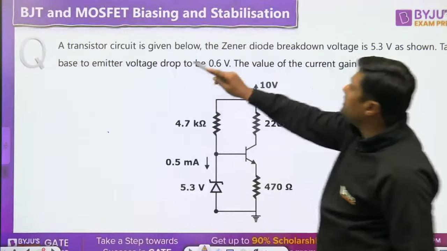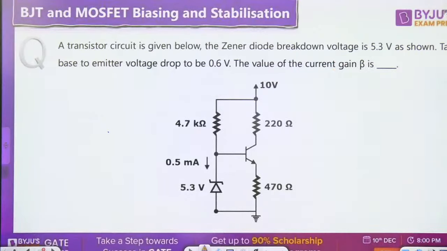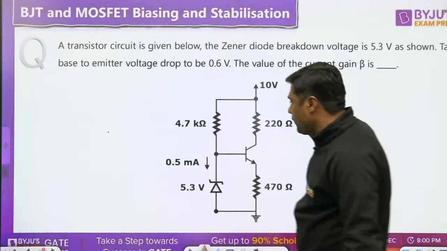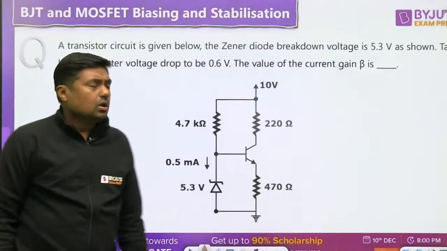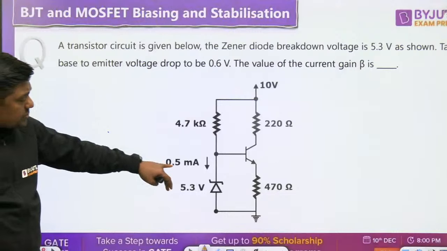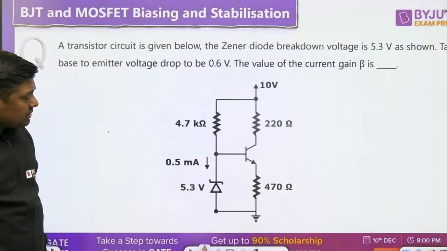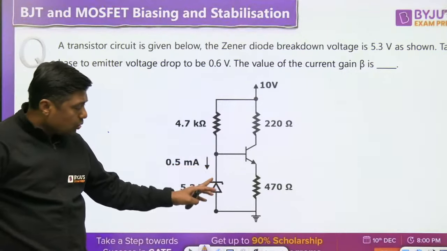Right? What is given? Transistor circuit is given below. The Zener diode breakdown voltage is 5.3 volt. Take the base to emitter voltage drop to be 0.6 volt. The value of the current gain beta is. Beta, you have to find the value of beta here. So what is given here? This 0.5 milliampere current is given, that is passed through what?